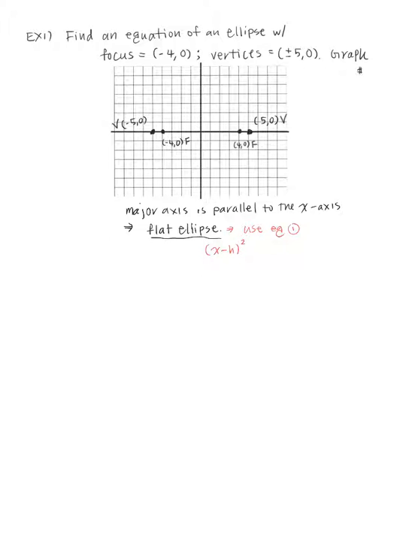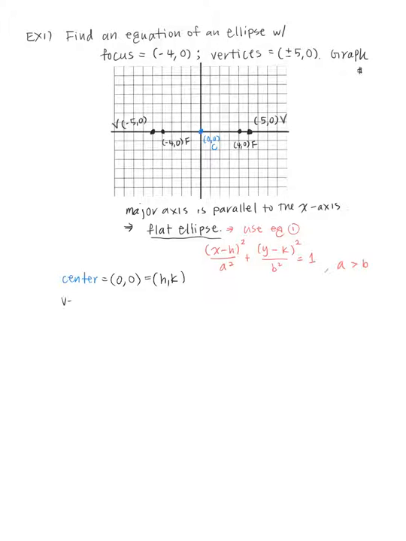x minus h squared over a squared, plus y minus k squared over b squared equals 1. And the important thing is that a is always going to be greater than b for the equations of an ellipse. Given all that information, I think we can determine the center. So the center is clearly going to be at 0, 0. Let me write that out. But this is denoted by h, k.